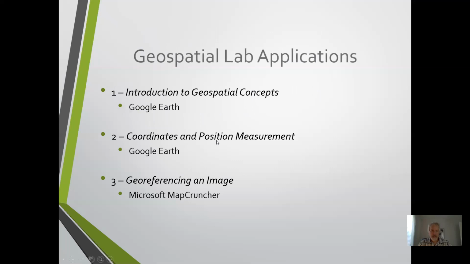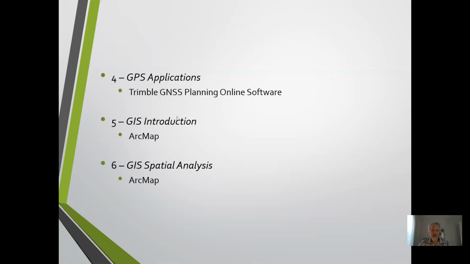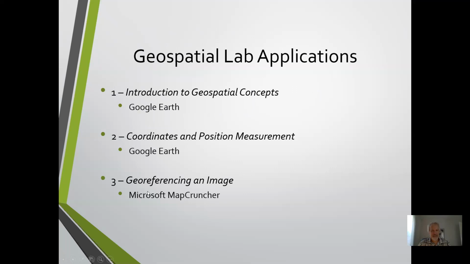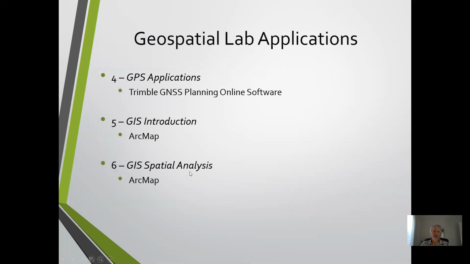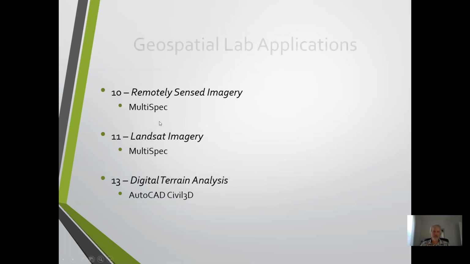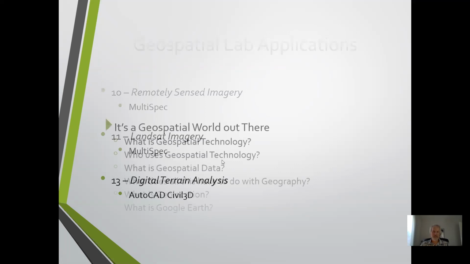Okay. All right. So the labs. These are the labs that we're going to be dealing with, and we'll get to more of these. But notice in 1 we'll be doing Google Earth, 2 Google Earth, 3 was MapCruncher. That's a neat little guy, and I think it's a Microsoft product. I think it was written by another group, and Microsoft kind of took it under their wing. I'm not sure they do anything with it now, but it's actually kind of neat. We have the Trimble, ArcMap, Google Earth, and then MultiSpec and ultimately Civil 3D. All right, so that's what we're looking at.